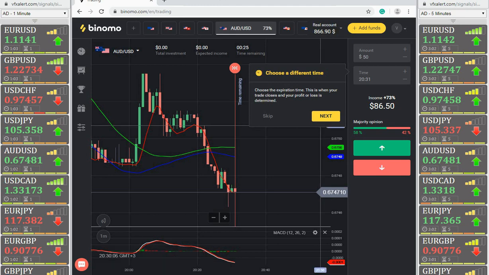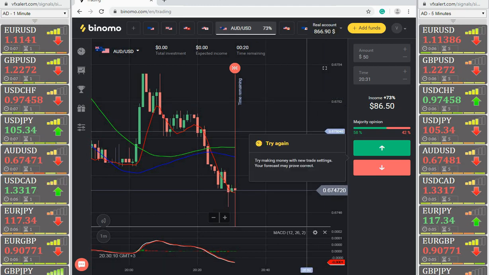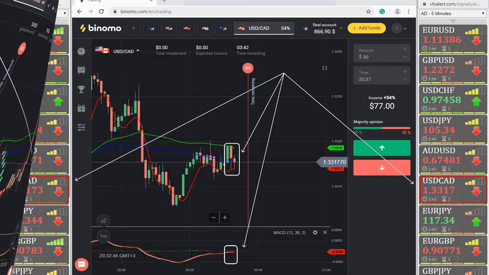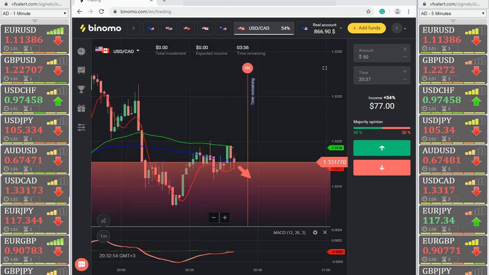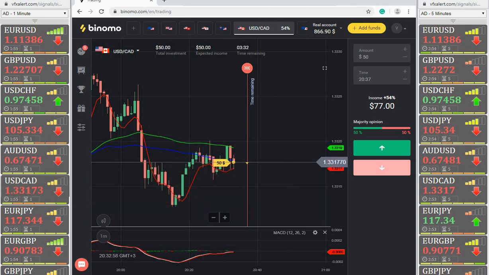The first option is closed with a profit. We are waiting for the next signal. Canadian dollar. Price deflects from the slow moving average. VFX Alert and MACD also point to the put option.